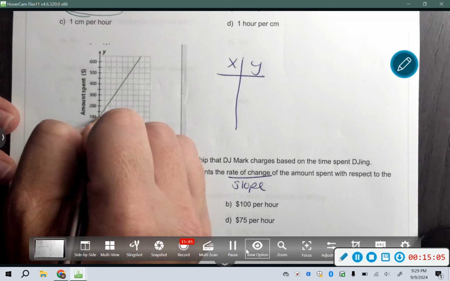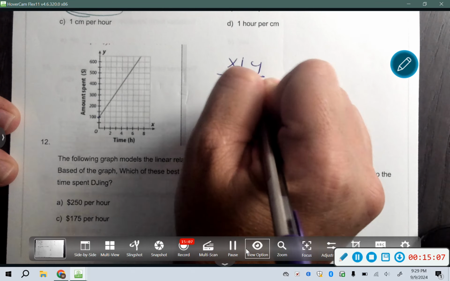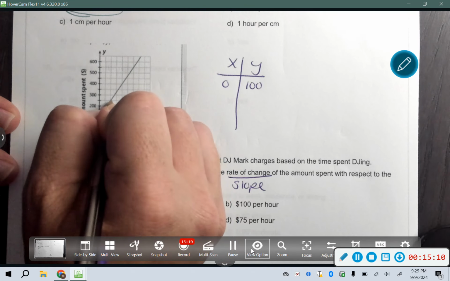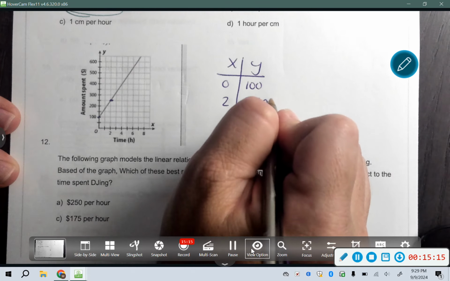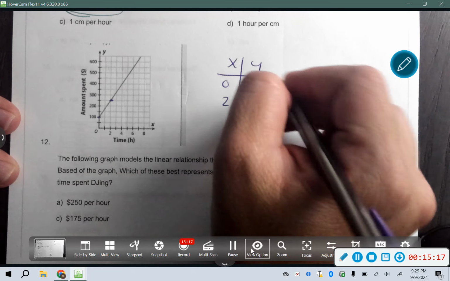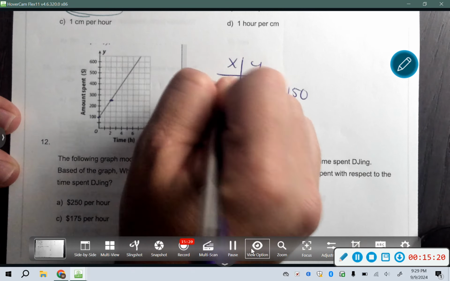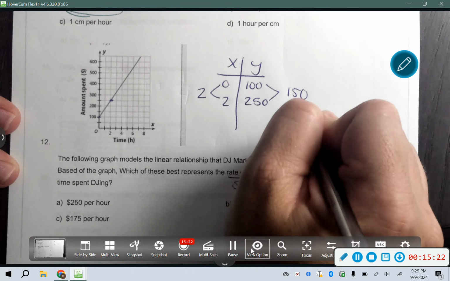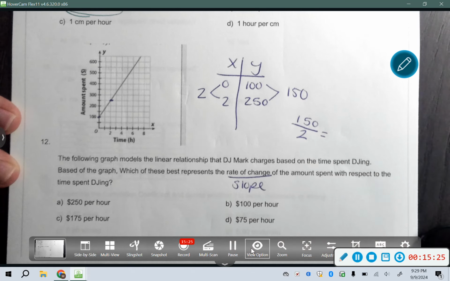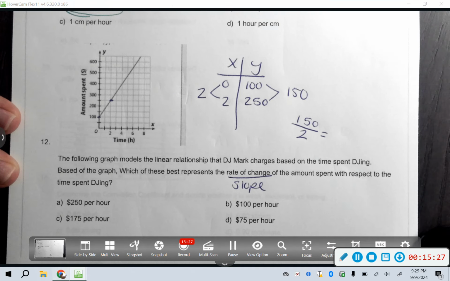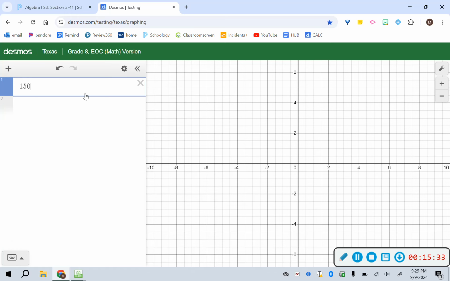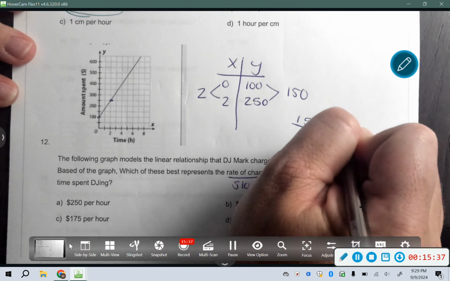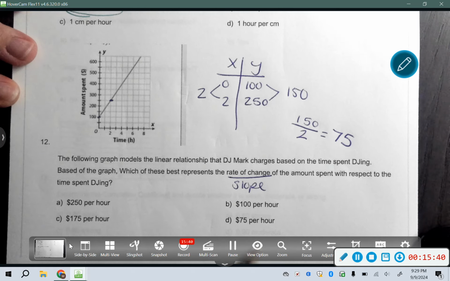I see that it goes (0, 100). And then at 2, it's 250. So bottom minus top, 250 minus 100 is 150. 2 minus 0 is 2. So I'm going to do change in y over change in x, and that simplifies to 75. I'm going to double check. 150 divided by 2. Yes. So I know that my slope is 75. And then again, y per x.